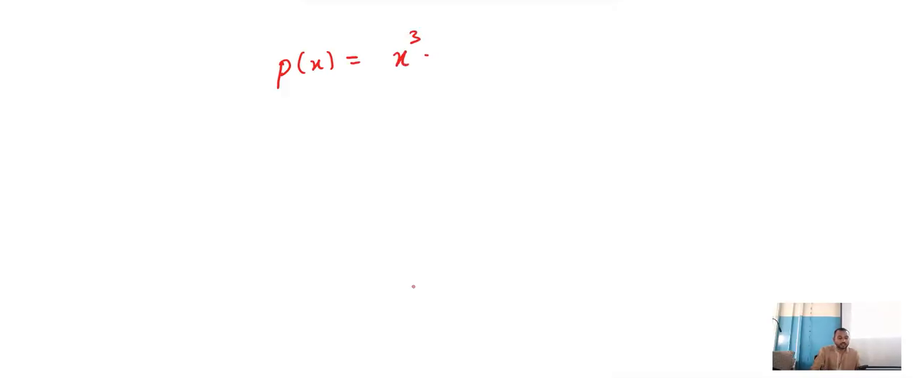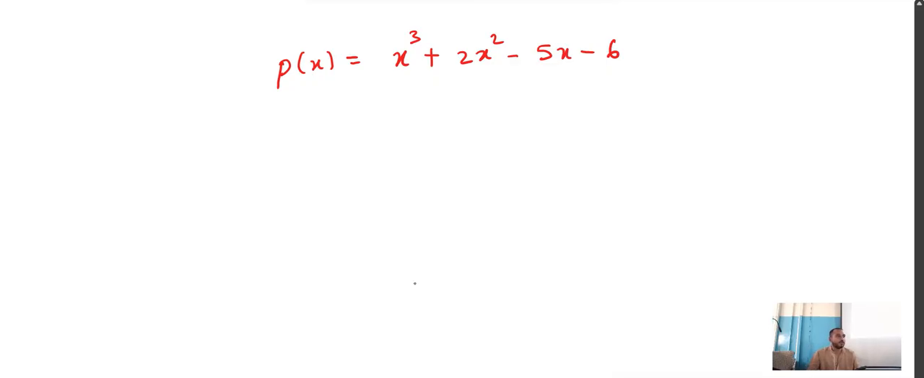Find the degree of the polynomial p of x equals x cube plus 2x square minus 5x minus 6. Can you tell me what is the degree of the polynomial? 3. Very good. See children, here power is 3, here power is 2, here nothing is there, means you have to assume power is 1.